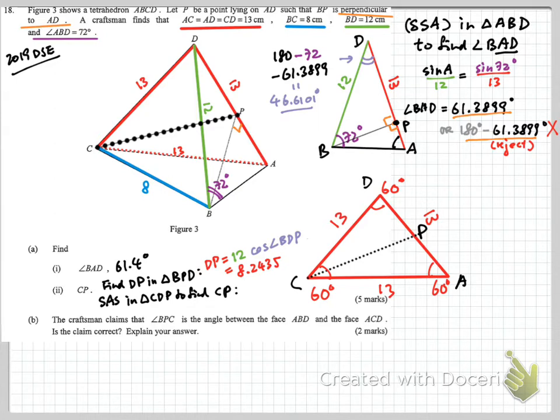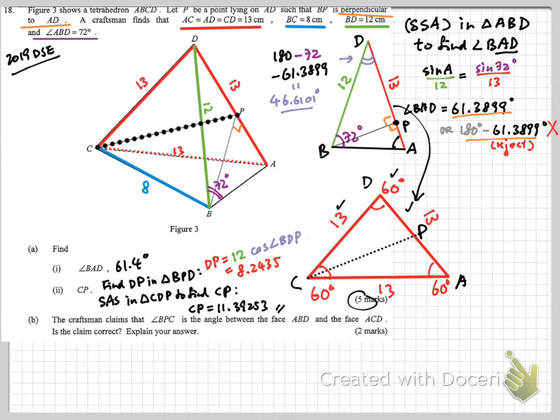Now we have 13, we have the 60 degrees, and we have the DP from here. So we can use the SAS cosine formula to do this. You can do it on the calculator. I did it on the calculator, and the answer of CP goes to 11.4. To use more accuracy, we have 11.39253, 11.4 cm. This is the answer.